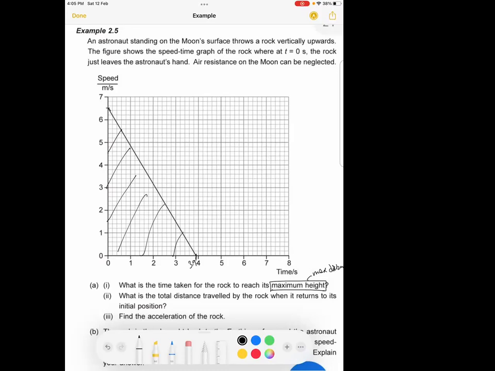So from the astronaut's hand, the rock will move upwards, and let's say the air resistance is negligible. Then it will reach 0, and then I think it will drop, but that is not in this graph. On the graph, we just get to see how the rock is decelerating, right? It's going down. Yeah, exactly. So it is deceleration.